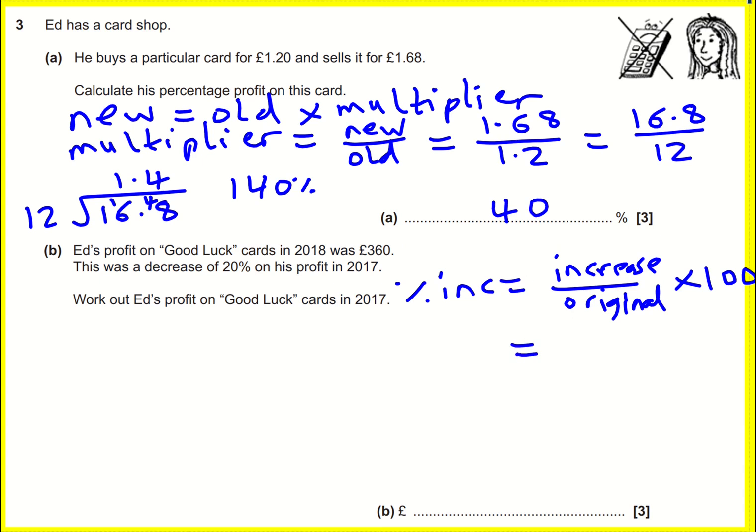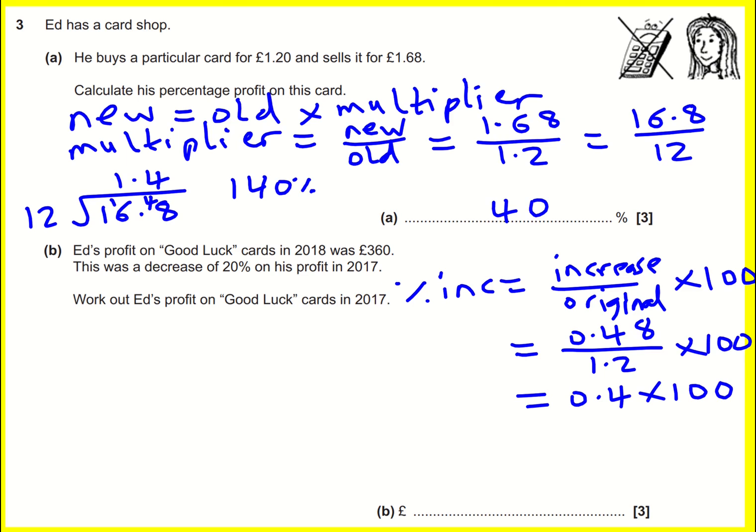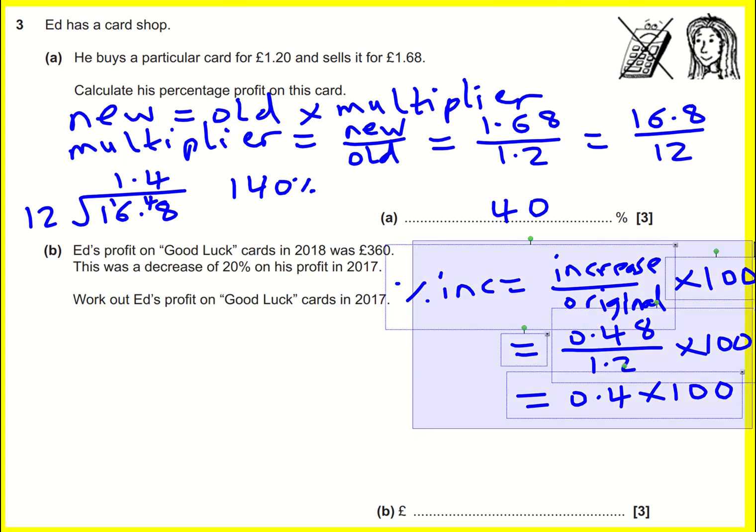So in this case, the increase is actually 0.48, 1.68 minus 1.2. The original is still 1.2, times that by 100. You could do a similar kind of division here, and you'd get 0.4 times 100, and you'd get this 40% again, which you could relate to the profit, is 40% profit.